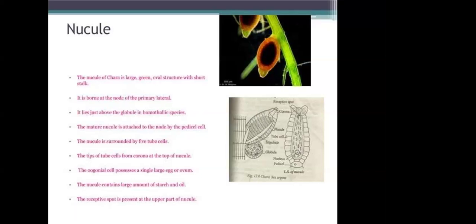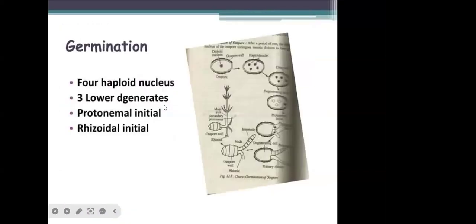The egg becomes filled with starch and oils. Its nucleus migrates towards the lower side. The reproductive spot develops at the top of it. This is the development of the nucleus.